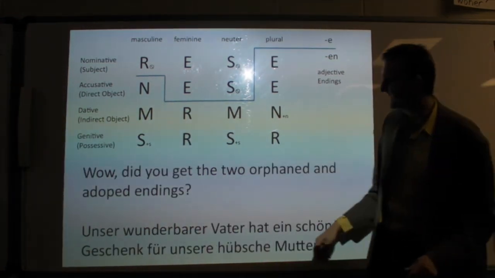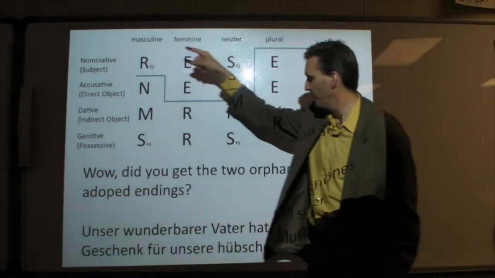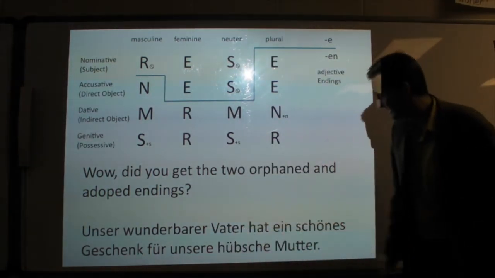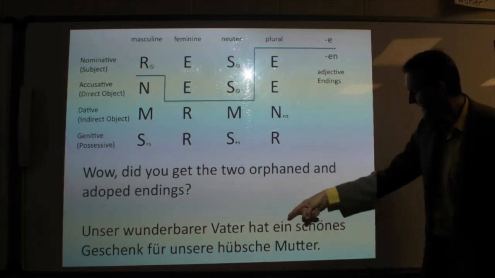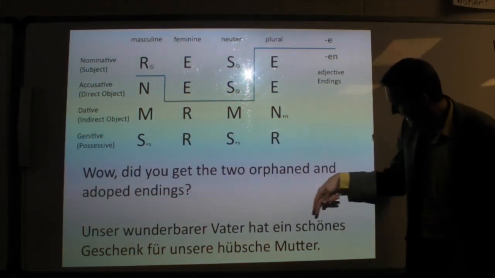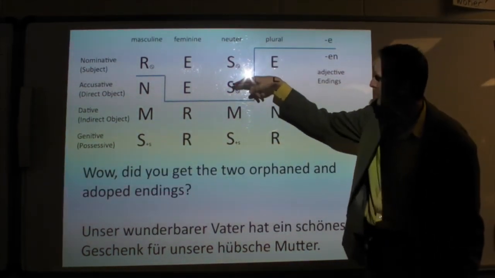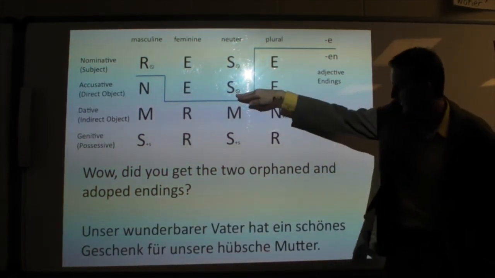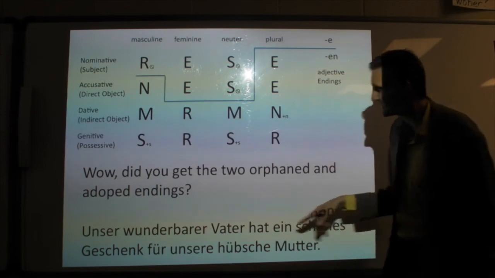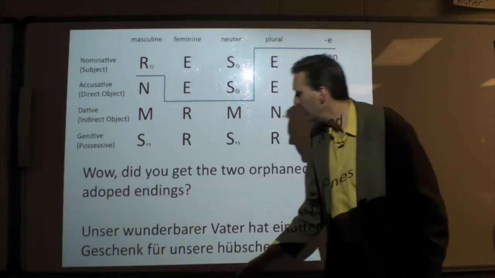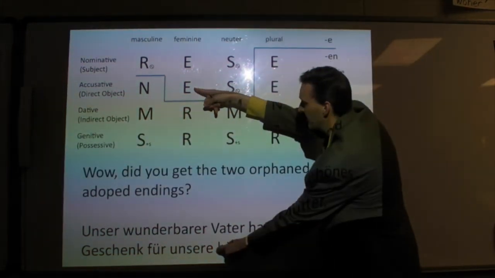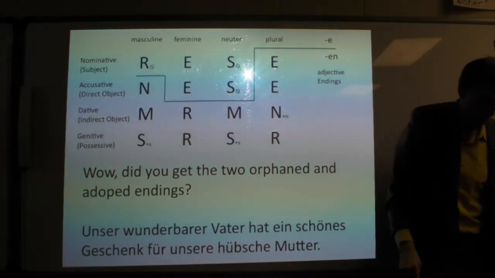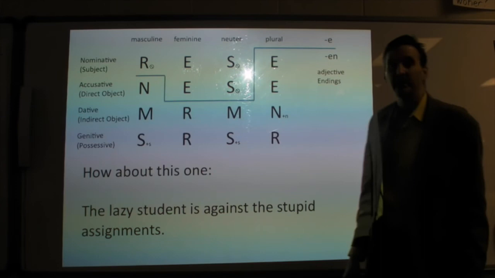So let's see if we got that. Unser wunderbarer, there's our adopted ending right there. Vater hat, and I did put schön. Good. Ein schönes. So again, we orphaned it here. We adopted the schön right there. Ein schönes Geschenk für. Now we're over here. Unsere, above the crooked line, hübsche Mutter. Sehr gut. So, that's a tough one.